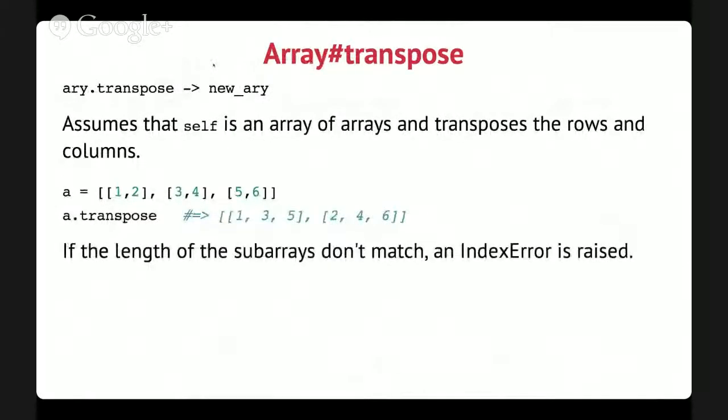Transpose is another handy one when working with grids. If you have a two-dimensional array that represents a grid, it'll do the equivalent of flipping that grid so that it works from the other way. So rows become columns and columns become rows.